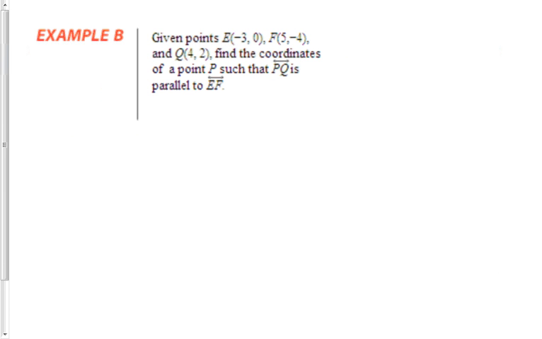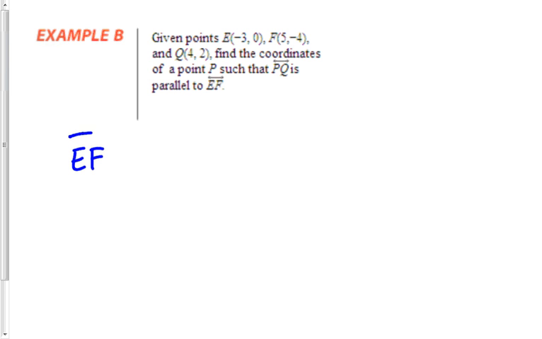Given points E, F, and Q, find the coordinates of a point P such that PQ is parallel to EF. Well, this is a bit of a doozy. I like this one, a little bit more thinking than example A. So PQ is going to be parallel to EF. That means they have to have equal slopes. I know the coordinates for E and F, so I can calculate the slope of line EF.